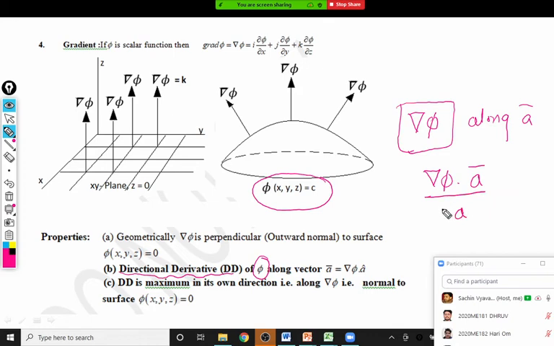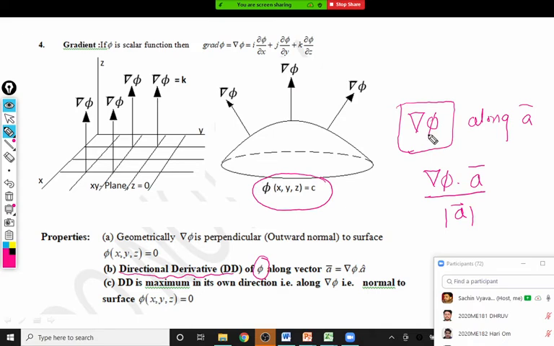What happens here is we are taking the magnitude of del phi along some direction. So the projection is always less than its own magnitude. If you want del phi to be a maximum, we should take the projection of del phi along del phi only, so it is mod del phi. So every vector is a maximum along its own direction.